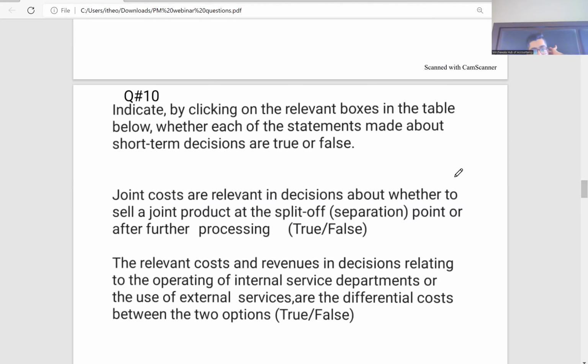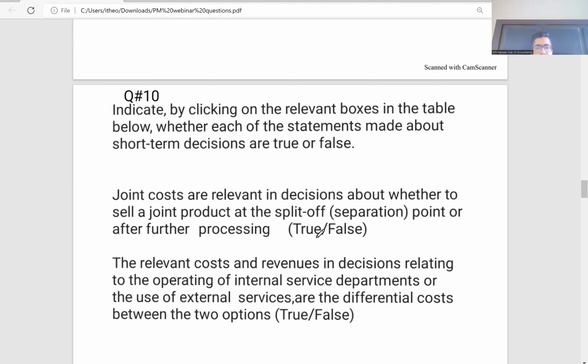Okay, MCQ number 10. Indicate by clicking on the relevant boxes in the table below whether each of the following statements made about short-term decisions is true or false. You have to check whether the statements are true or false. Joint costs are relevant in decisions about whether to sell product at split-off point or process further.